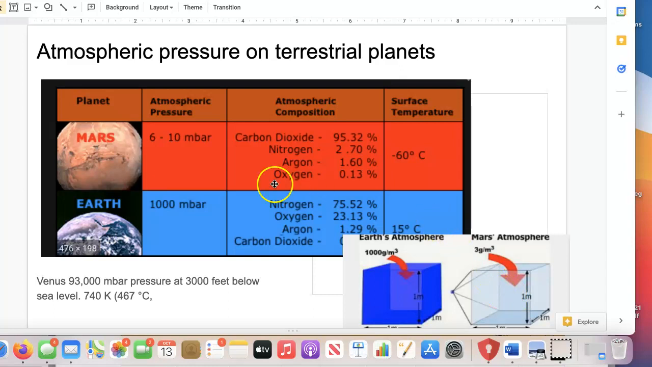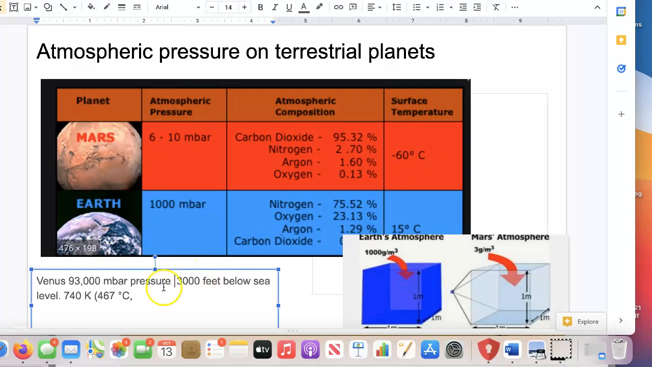So it is only going to have 6 to 10 millibars pressure, so, you know, 0.006. Because the atmosphere is so thin, that's going to affect its greenhouse effect, and it's going to affect its temperature. Venus, on the other hand, was not on this chart, but it has a super thick atmosphere. It has so much atmosphere that it has 93,000 millibars, or 93 bars pressure. That is the same as 3,000 feet below sea level on Earth.